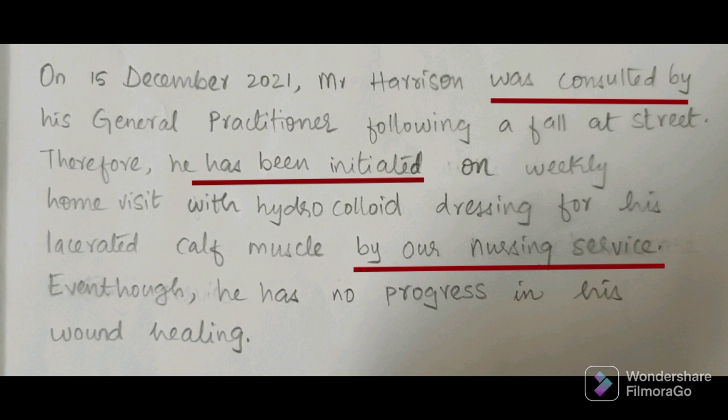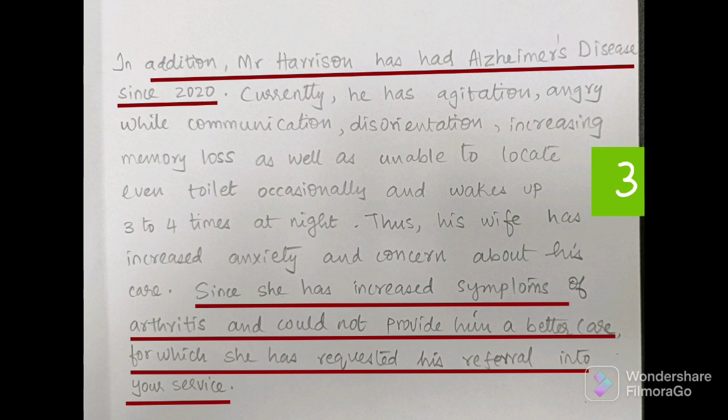Then we will go to the main topics. So in addition, here we already wrote regarding the delayed wound healing. Even though he has no progress in his wound healing, that means it's delayed wound healing. Then we can introduce Alzheimer's disease. So you have to write in addition, Mr. Harrison has had. So remember, if a disease condition started many years before and the date or year is mentioned, you have to write has had, or else if no year is indicated, you can write has. So here it's given 2020. So you can write Mr. Harrison has had Alzheimer's disease since 2020.